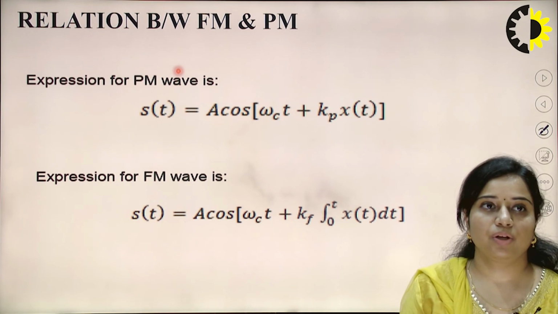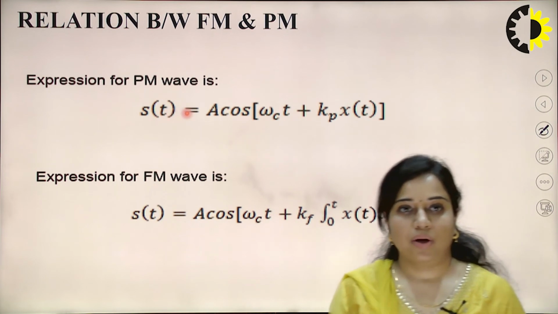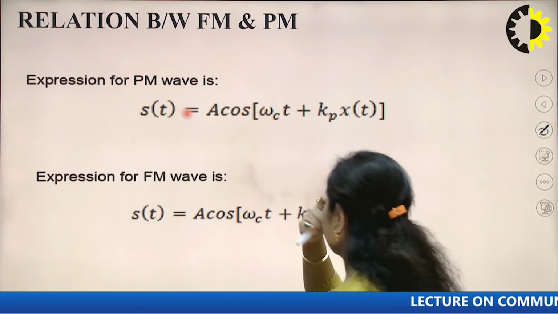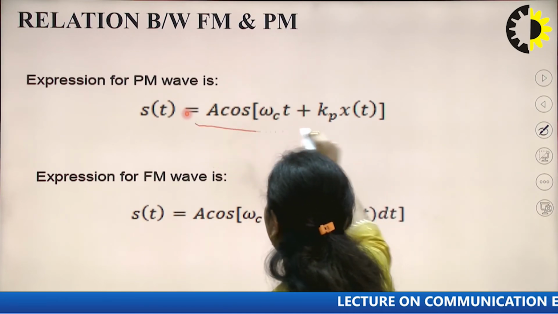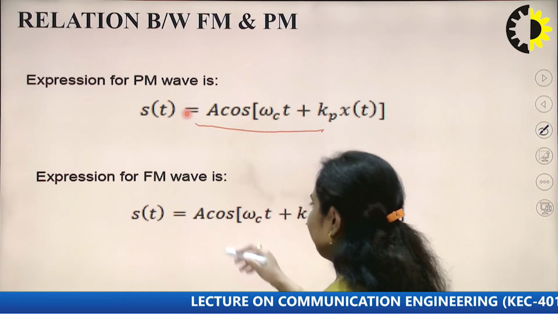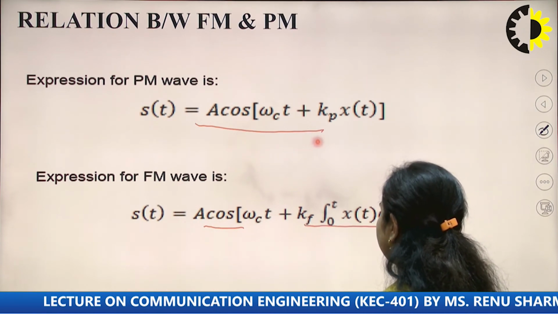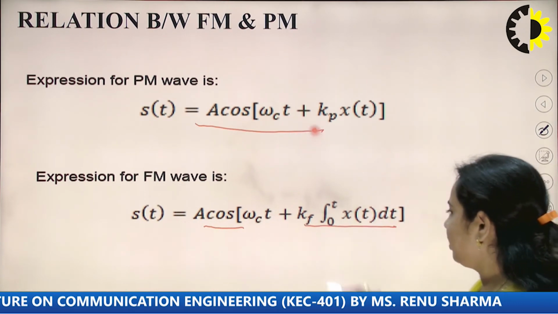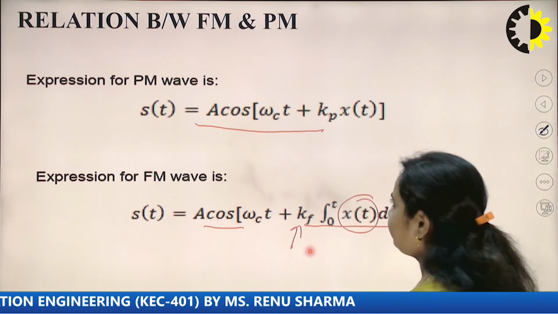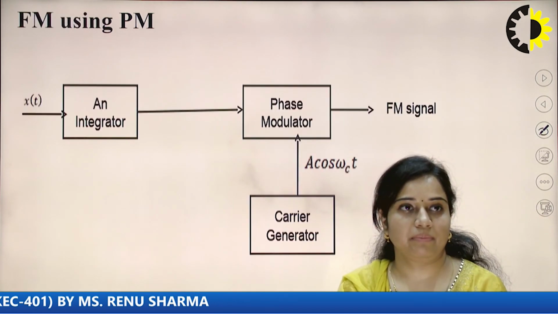Now, next we are going to derive an expression and draw a block diagram to see the relation between FM and PM. So, this is the expression for the PM wave, that is s(t) equals A cos(omega c t plus kp into x(t)), and this is the standard equation for the FM wave, that is s(t) equals A cos(omega c t plus kf integral from 0 to t of x(t) dt). Here kf is the frequency sensitivity. So that is how we derive a relationship between FM and PM.